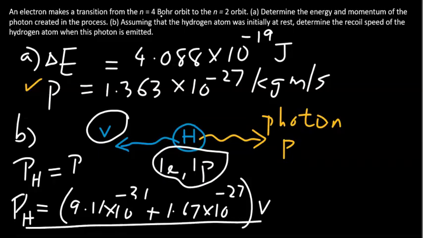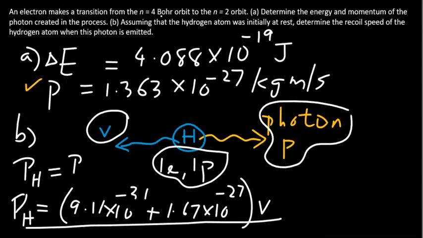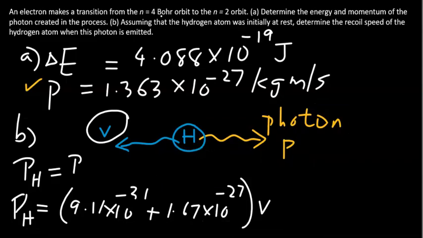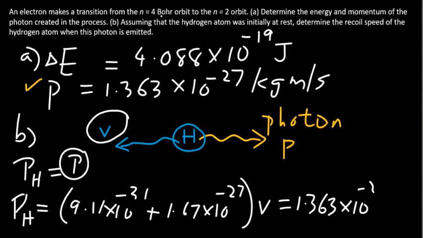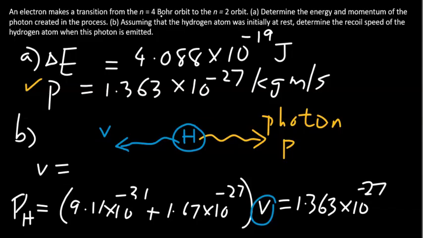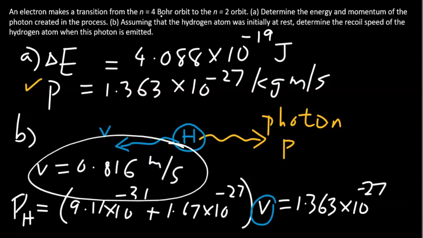This is the recoil speed of that atom that we want to calculate. So this entire expression refers to the momentum of the hydrogen atom after the hydrogen atom emits photon like that. And this entire expression equals P, where P is that number, 1.363 times 10 to the power minus 27 kg meter per second. And from this expression, v can be solved. Solving for v, we get the following number, 0.816 meter per second. And that solves the problem.